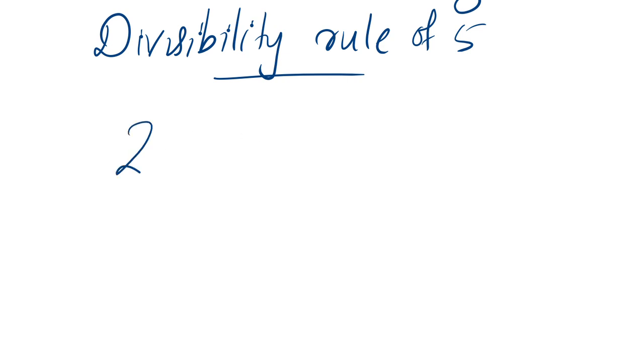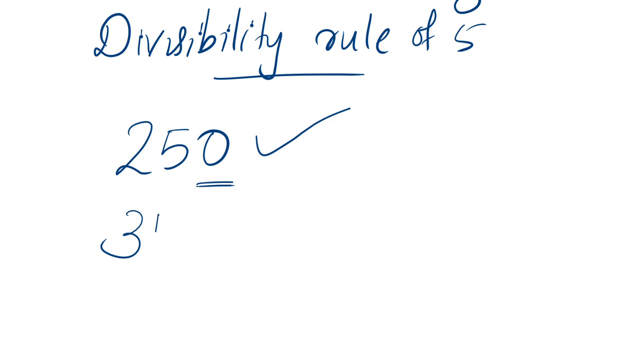For example, 250. The ones place digit is 0. So this number is divisible by 5. 3125. The ones place digit is 5. So this number is divisible by 5.